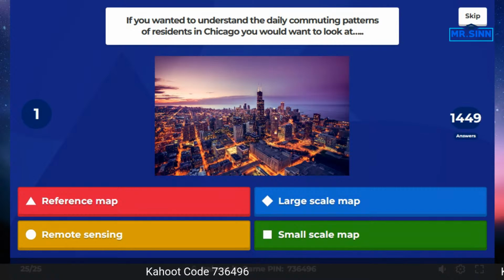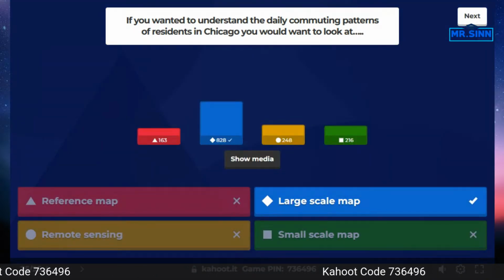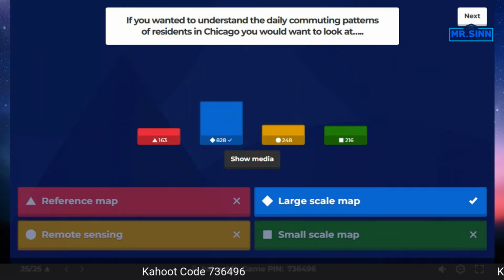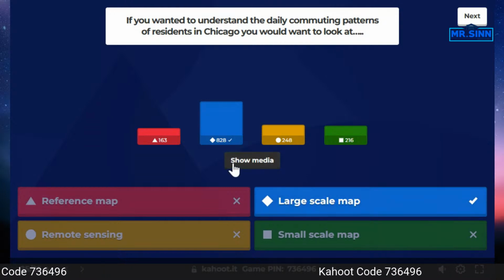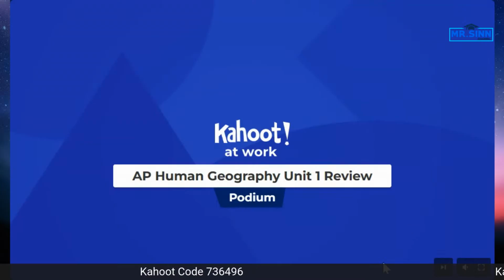All right, here we go. A large scale map. So again, for those who put small scale, with large scale, we want to be able to get more particular. You want to see those details. Small scale will be looking more like a global map. We're looking at the world, so we have less detail there. All right, what do we got?